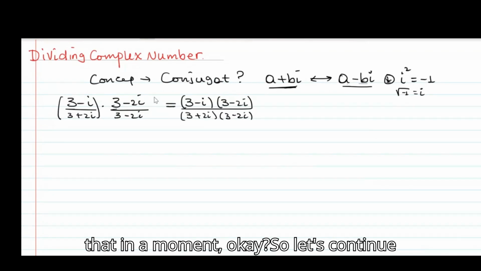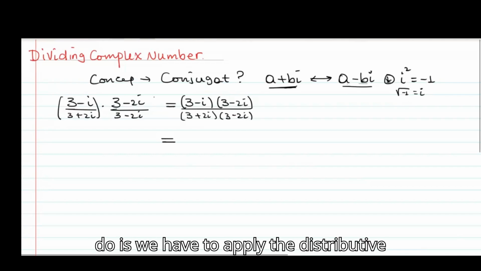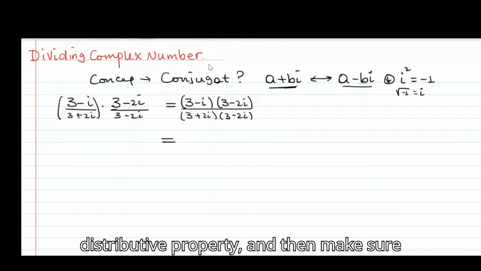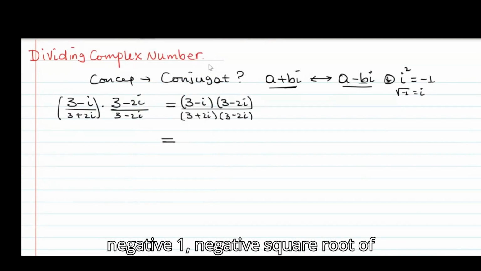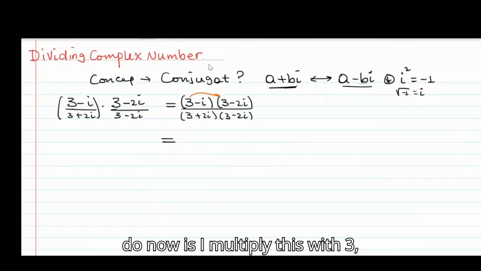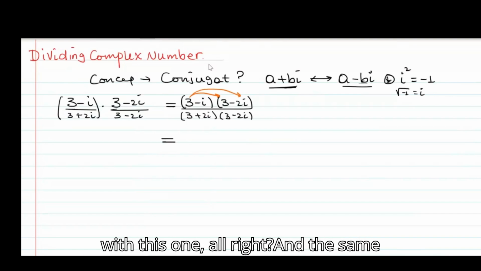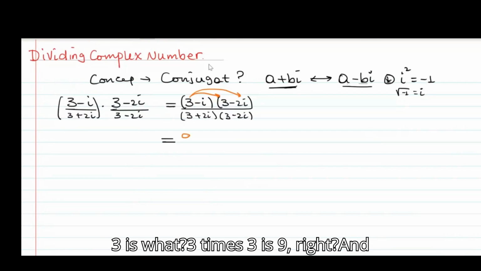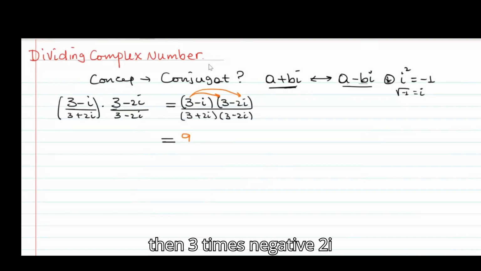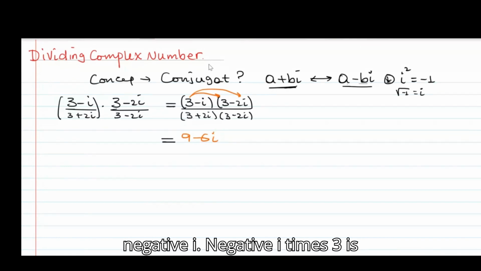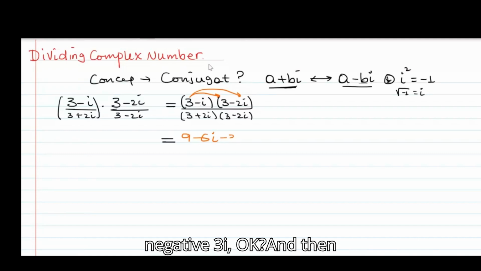Let's continue. We have to apply the distributive property, and make sure you remember that i squared is -1, the square root of -1 is i. Now I multiply this with 3, the distributive property, and again this with this one, and the same thing is true for the bottom. So 3 times 3 is 9, and then 3 times negative 2i is -6i. Then I'm done with this 3. Go to the negative i: negative i times 3 is -3i.